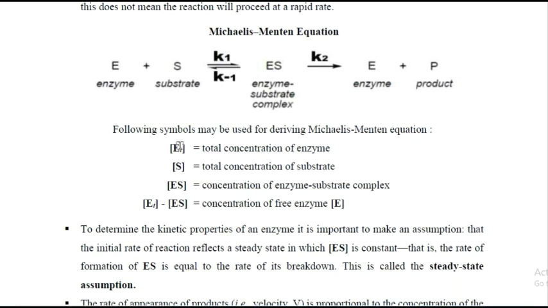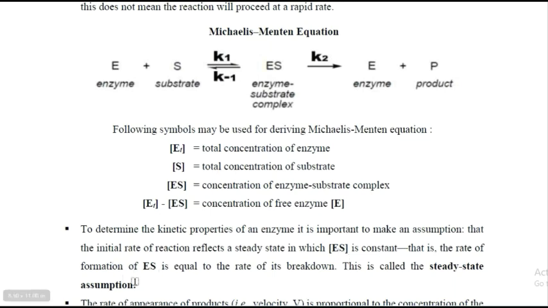Now, what are the variables important for this Michaelis-Menten equation? We have the data: the concentration of ET, which is the total concentration of enzyme, and X, which represents the total concentration of substrate, while ES is the concentration of enzyme substrate complex that is formed.